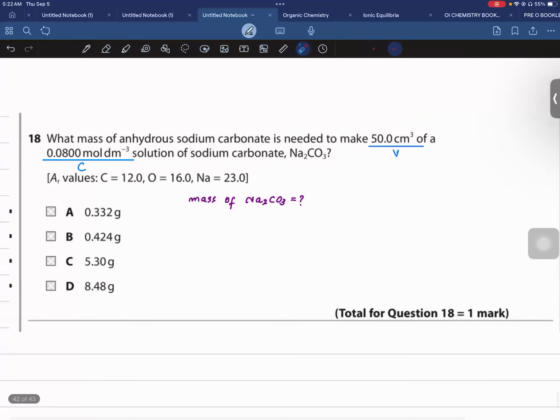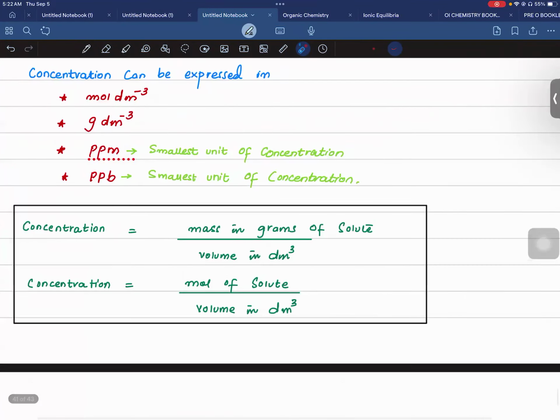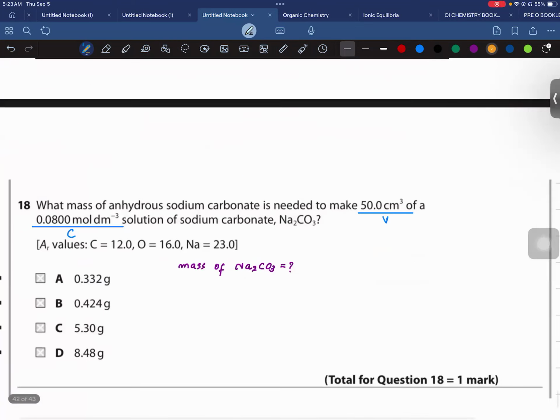So you can use this relation. To make it easier, I can say that C is equal to N over V. Concentration is equal to mole upon volume. So now can you do this?